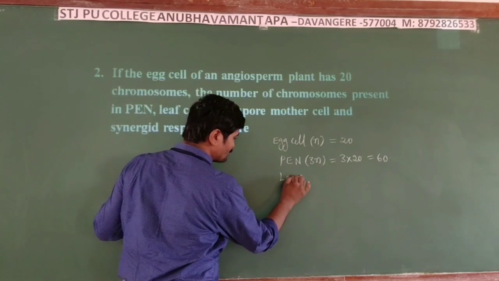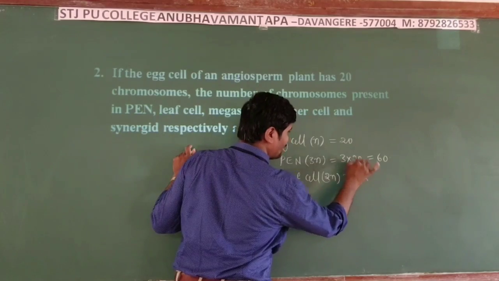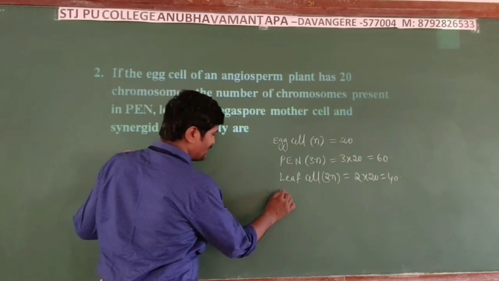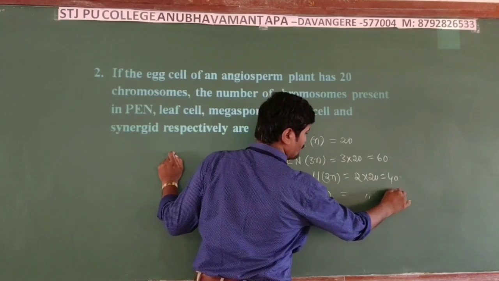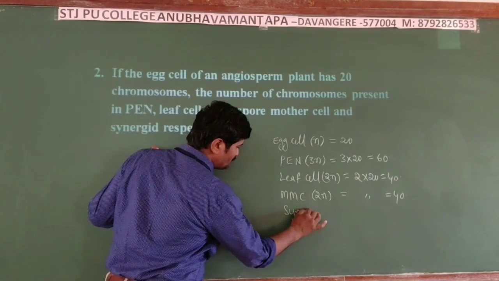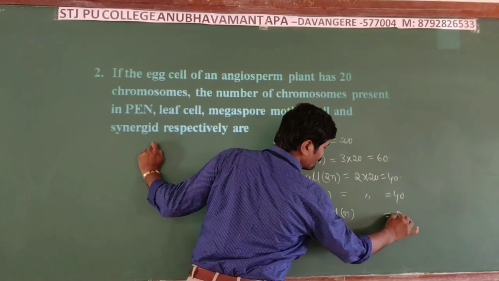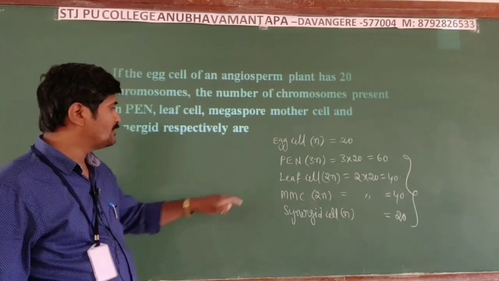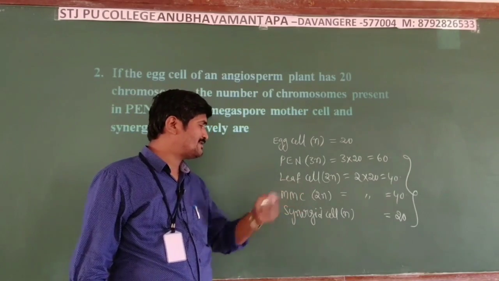What about the leaf cell? 2n. Okay, 2 into n, 20, 40. What about the megaspore mother cell? MMC, 2n. It is also the same, 40. And last one, synergid cells. n, it is haploid. Haploid, 20. This is the correct answer. Okay, the egg cell is haploid, primary endosperm nucleus triploid, leaf cell is diploid, megaspore mother cell is diploid, synergid cell is haploid.